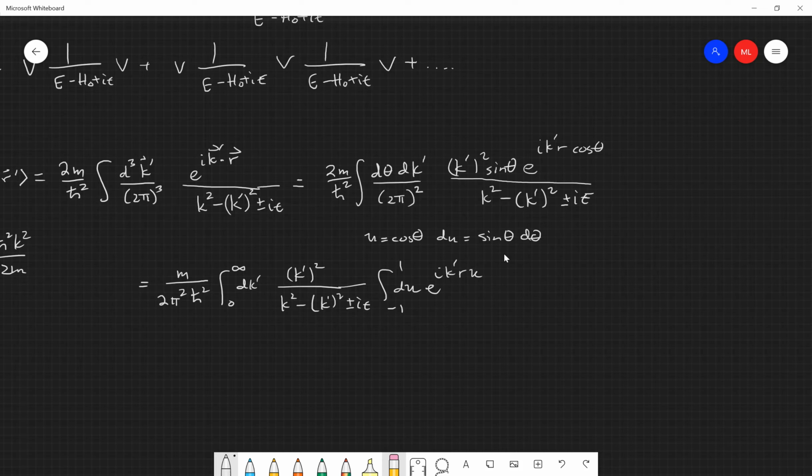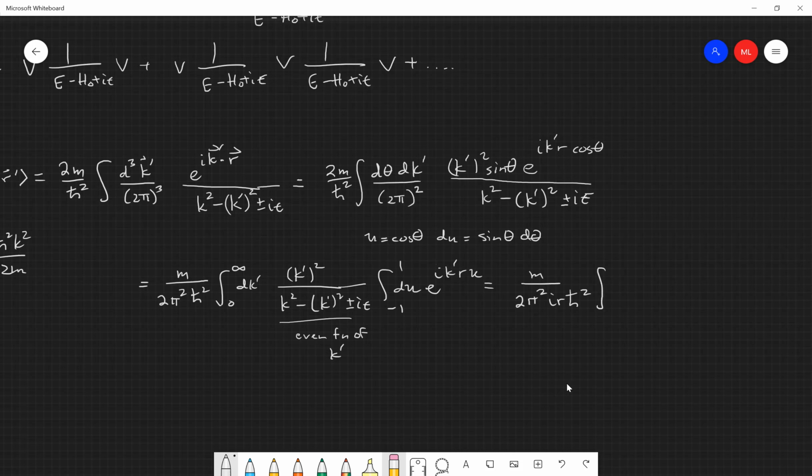All right, so you can just do this exponential integral. Another thing to note is that this integration over k prime is even. This is an even function of k prime, so we can extend the limits of integration from minus infinity to infinity. So in the end, you get m over 2 pi squared i r h bar squared. That just comes from doing this. You get a 1 over i r, k prime here, and times the exponential.